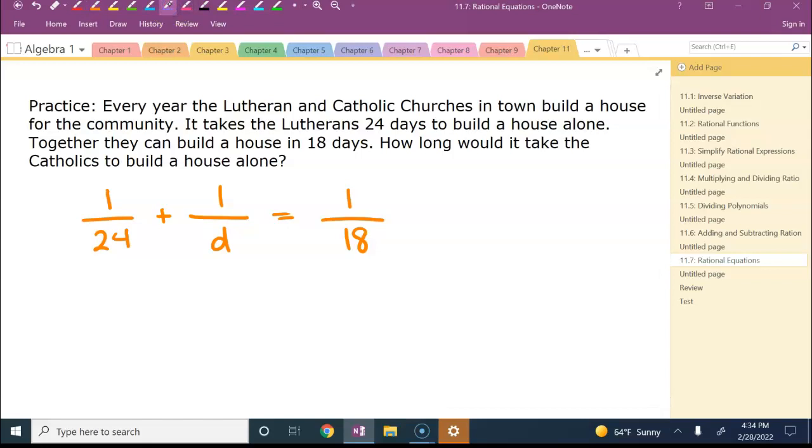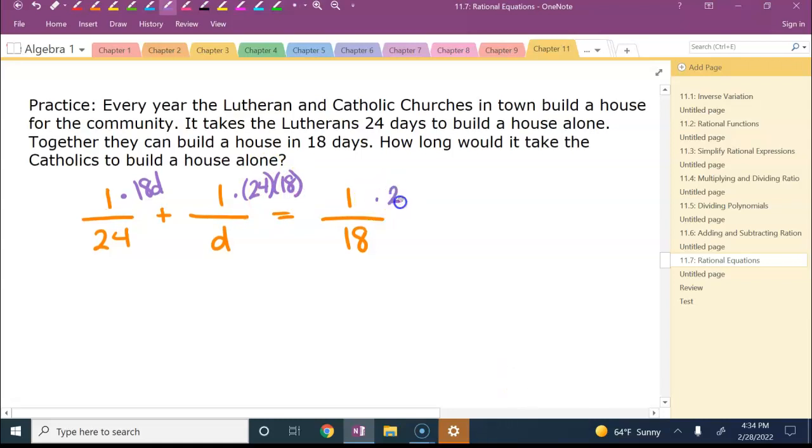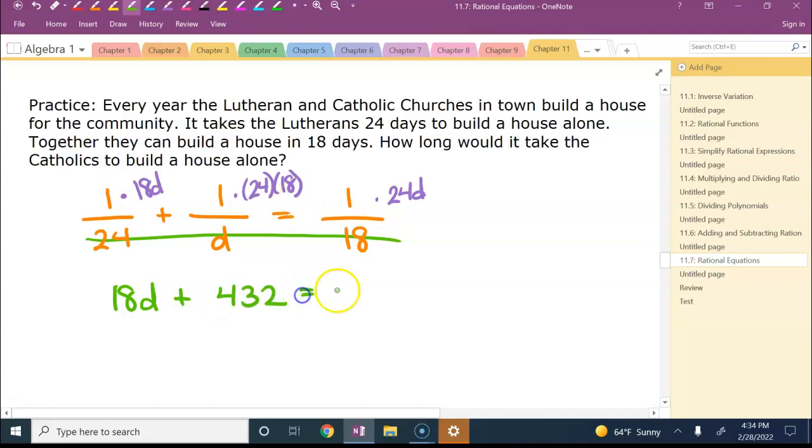Okay, your LCD here would be if you multiply all those quantities. So for that first one, it's missing the 18 and the d. For the middle one, it's missing the 24 and the 18. And for the last one, it's missing the 24d. Again, your denominators are not important right now. So we have 18d plus 432, when you multiply those numbers together, equals 24d.